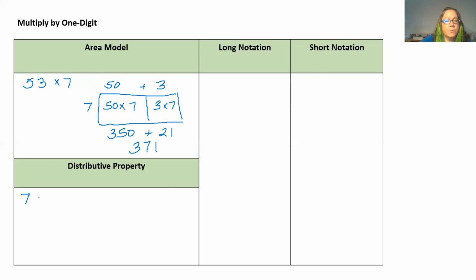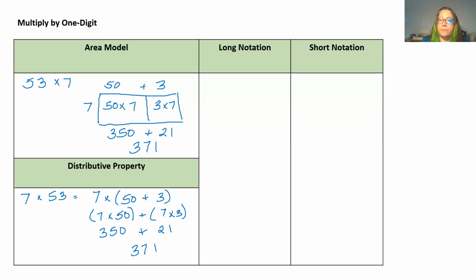Distributive property, I'm going to switch the order just to keep things nice and neat. 7 times, write the expanded form. Distribute 7 times 50 plus 7 times 3. Multiply 350 plus 21. Add. There we go. Two different forms, same answer.